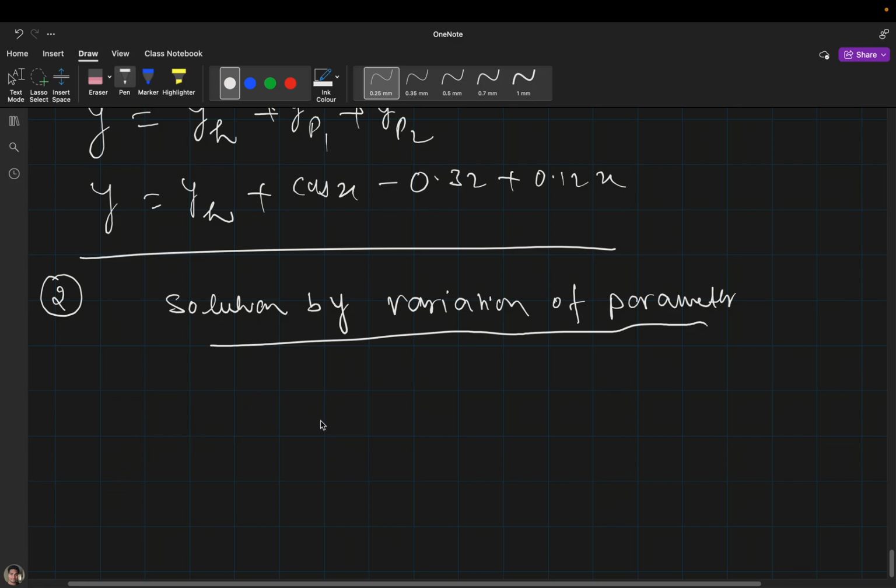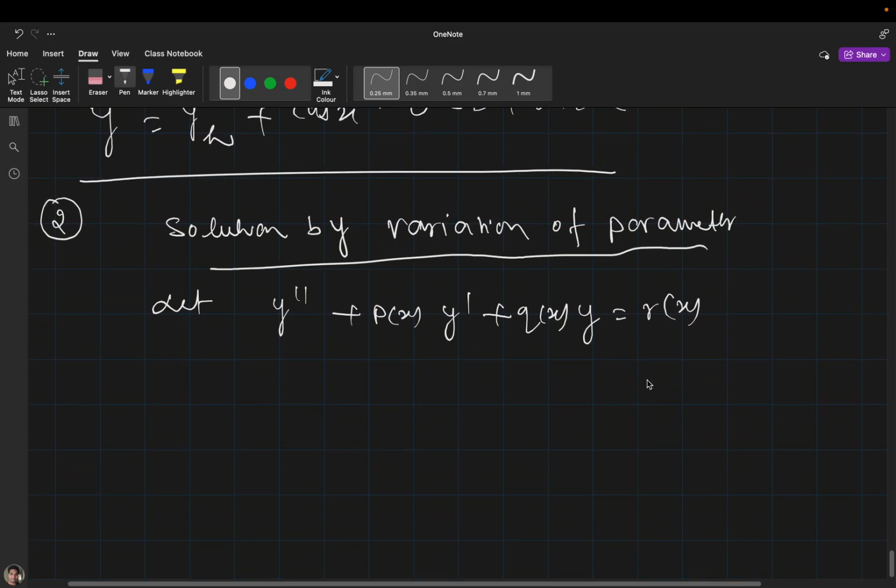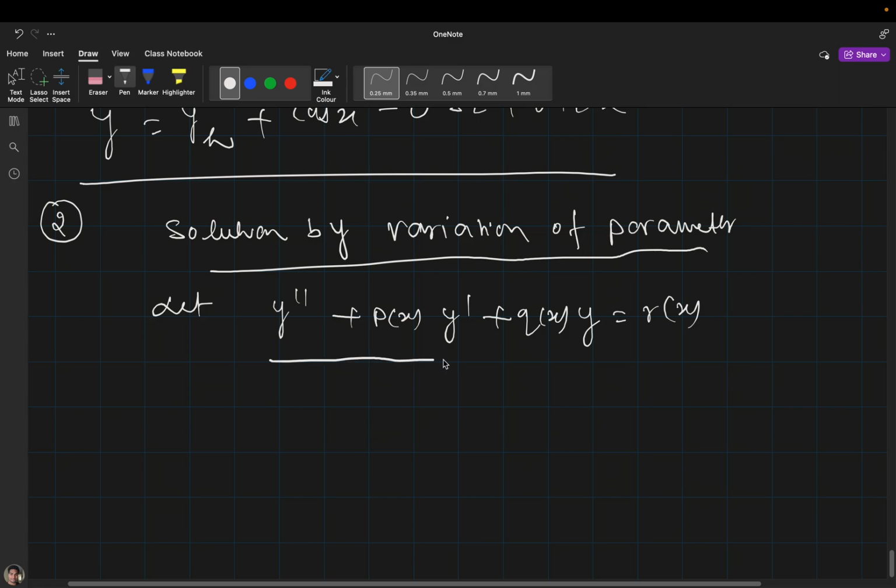So, for the variation of parameter method, we again assume the differential equation is in this form. Here you have to be very careful. This method will only work if the differential equation is in this form. If it is not in this form, then you have to change it. You can see that the coefficient of y double dash is 1.